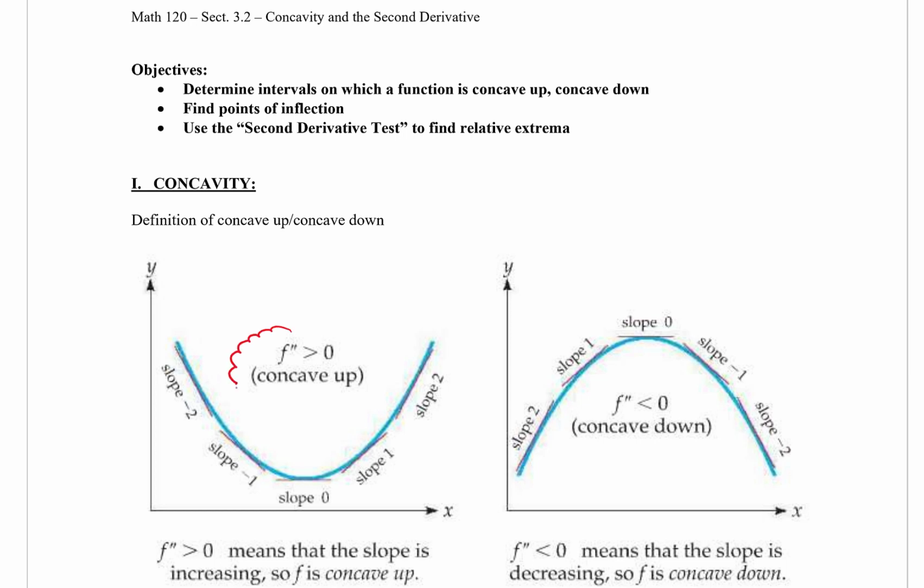On the parabola, it looks like there are tangent lines drawn. One has a slope equal to -2, one has a slope equal to -1, one has a slope of 0, one has a slope of 1, and the other has a slope of 2. Underneath the coordinate plane, it says f double prime is greater than 0 means that the slope is increasing, so f is concave up. I have drawn a cloud around the part that says f double prime is greater than 0, concave up, the part that is above the parabola.